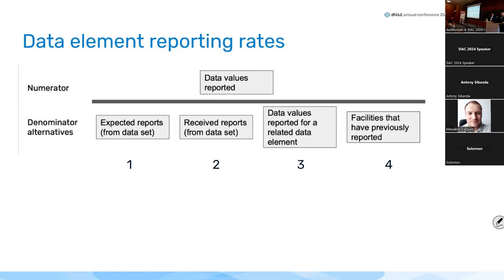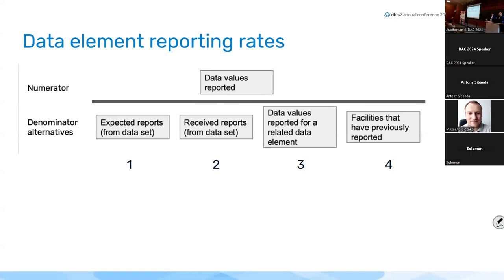The other alternative denominator for this is the number of received reports. So of the actual facilities that mark the data set complete, that is the actual number of received reports you have. That's what DHIS2 is calculating as the received reports: the number of facilities that have marked the data set complete.